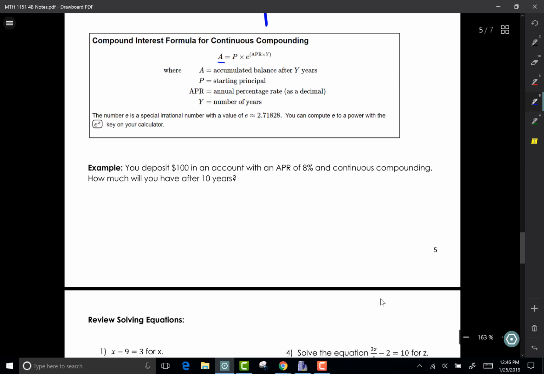Okay, so the formula is different. To find the accumulated value, you take your principal times e to the power of your APR times your y. Now, e on your calculator, I'll show you in just a second how you can get that. That's actually an irrational number, just like pi is 3.14 and it goes on forever, but we round it to 3.14. E is an irrational number that's 2.71828 and it keeps going on forever, but typically we round it to 2.7.